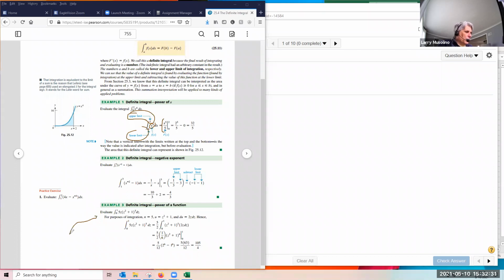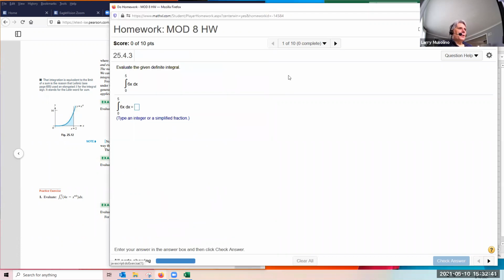Here's a good example of a U substitution kind of example. We'll do an example like that in just a minute. But again, please try to work through these examples in the textbook, because the MyMathLab homework problems are really based on these textbook problems. So the more you understand the textbook examples, the better you'll do on these homeworks.